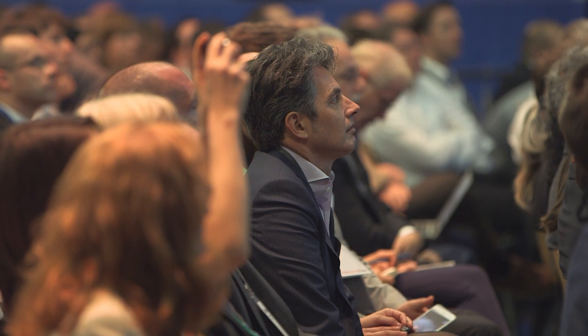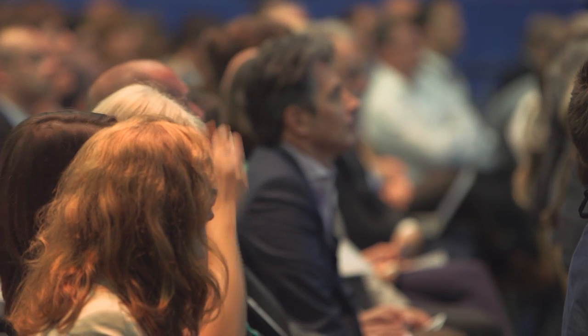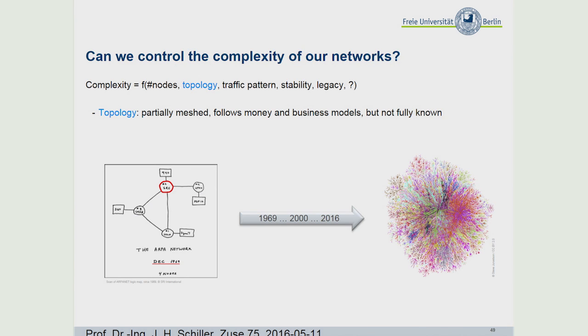Then, I guess there's also the topology. Well, we know it's partially meshed, and maybe we'll hear a little bit more about the topology. We also heard that pretty much it follows the money and business models, but to be honest, we don't know the overall topology of the networks, because suddenly someone connects some industrial control system. Does this matter? Well, it depends. If you compare this very simple ARPA network on the left-hand side, this is how the internet starts, and a snapshot of today.